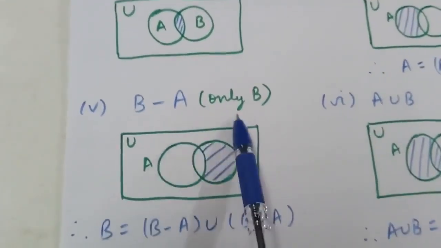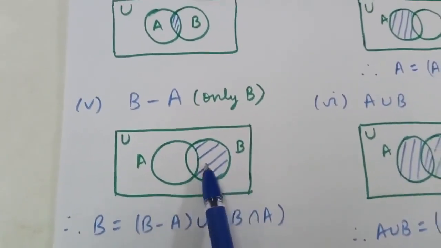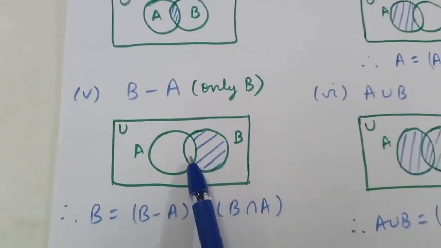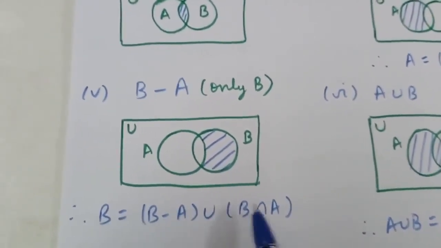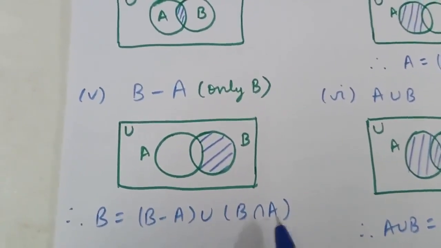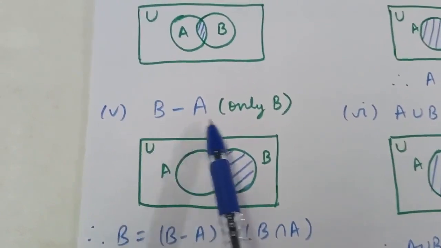B minus A is only B, as this complete set B includes this B minus A part and A intersection B part also. So B set is completely B minus A union B intersection A, and the only B set is B minus A.